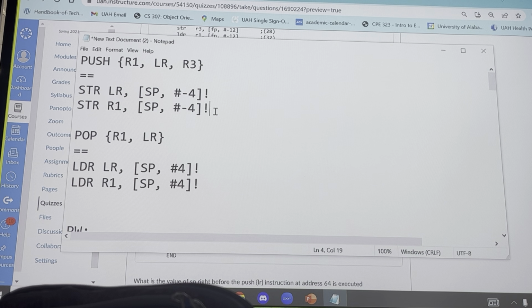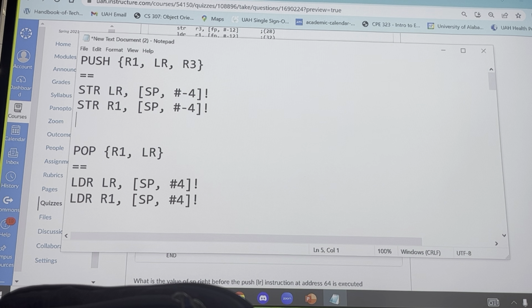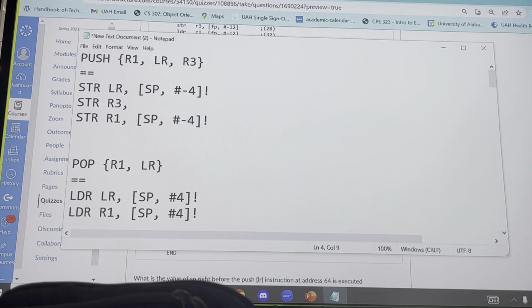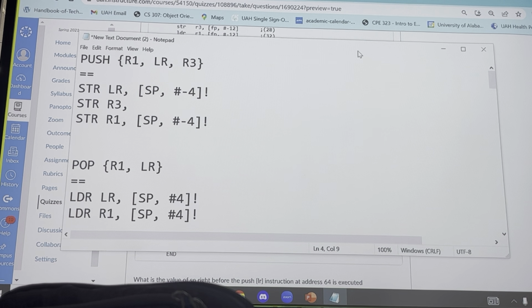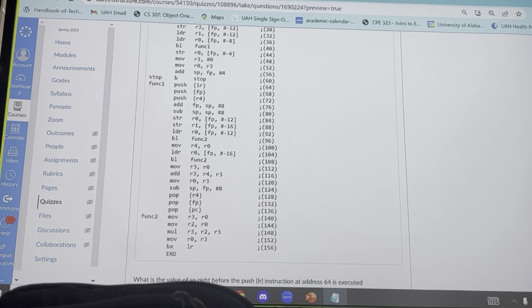Okay, so it would be where? And so forth. All right. So you do need to know push and pop, not just for this class, but for your embedded systems class next semester.